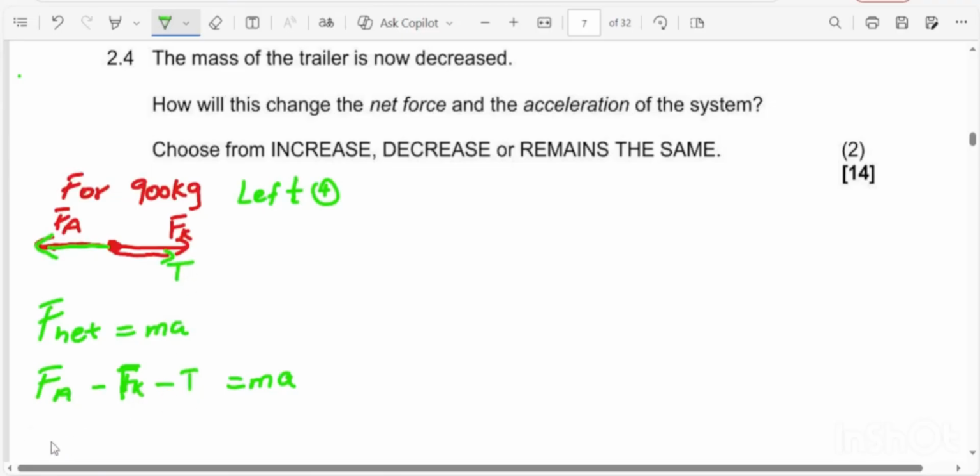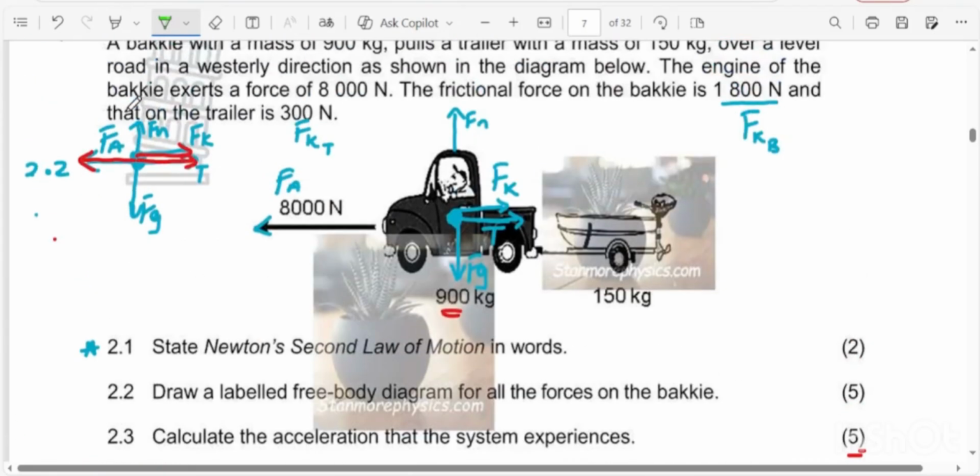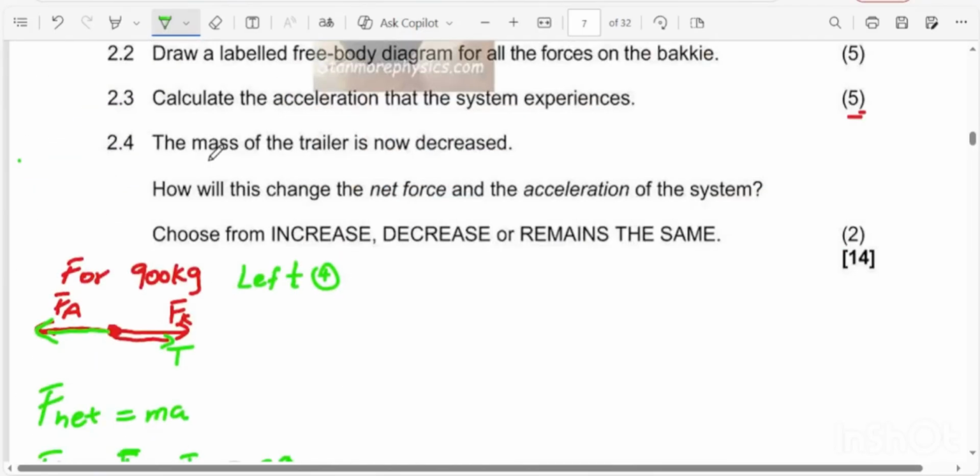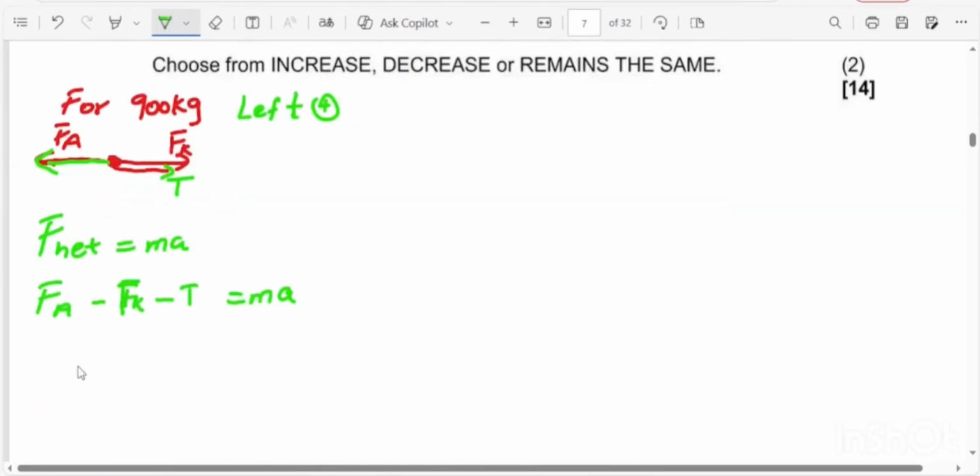So now I have the applied force. Remember, the applied force is given as what? 8,000 newtons. This is my applied force. So I'm going to substitute that 8,000 newton here. This will be 8,000 minus Fk.